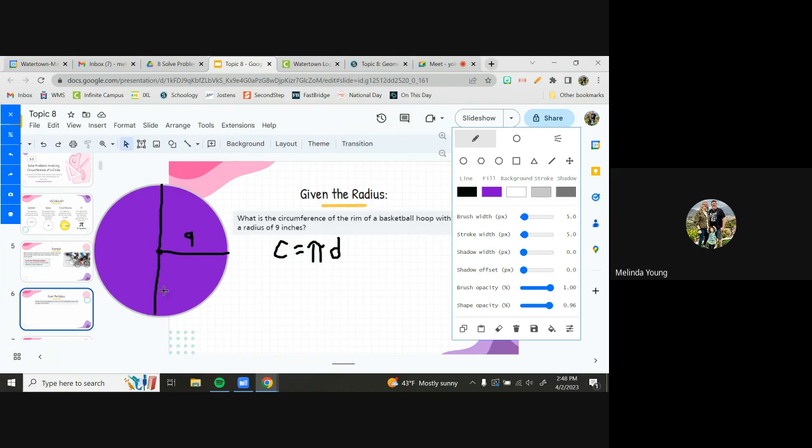Okay. The diameter is going to be twice the radius, because if you remember from your vocabulary at the beginning of the lesson, the radius is half the diameter. So if the radius is 9, the diameter is going to be 18. So then I'm just going to plug in that information. So I'm still using 3.14, and I'm multiplying that by 18.